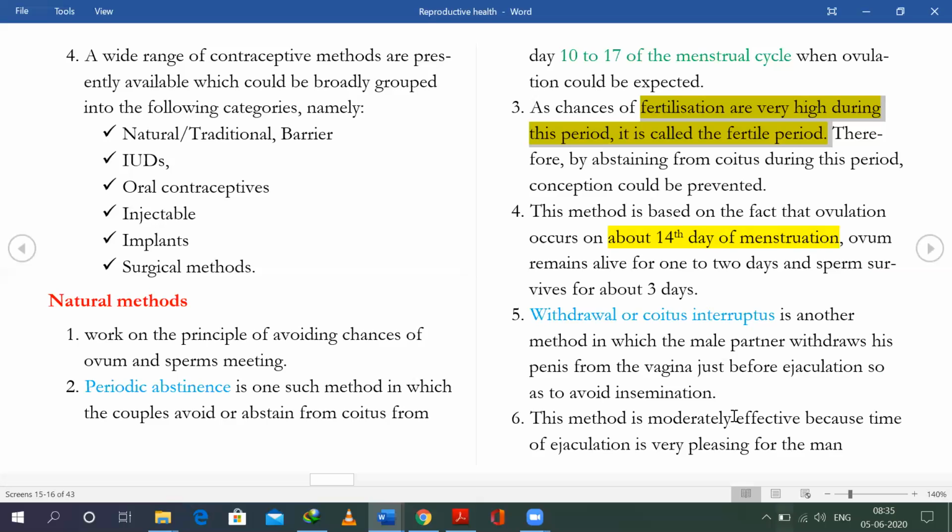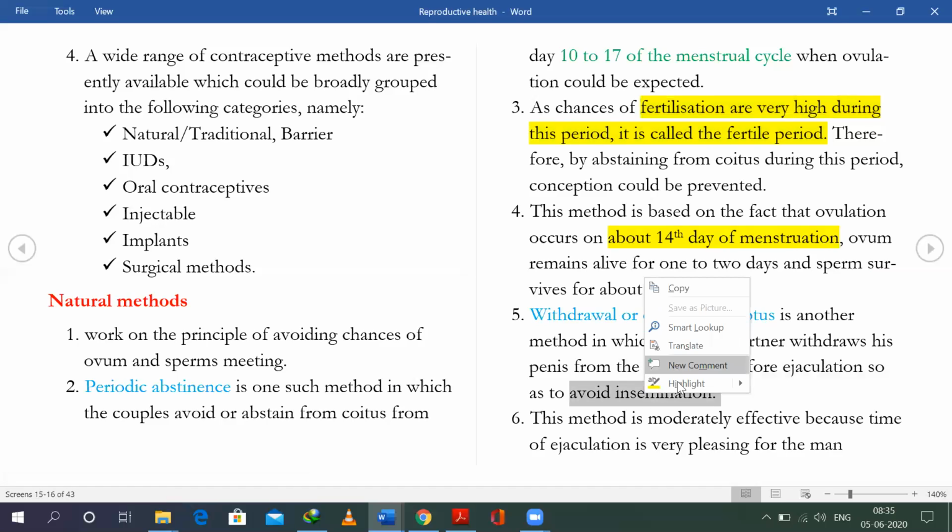The insemination has to be avoided, where you release the male gametes into the female reproductive tract, and that is avoided by withdrawing the male sexual organ, that is the penis, from the vagina, which is the female copulatory organ, so that the spermatozoa are not released into the female genital tract. And this method is moderately effective.